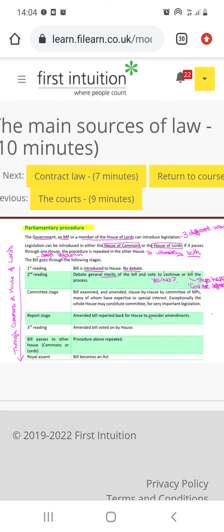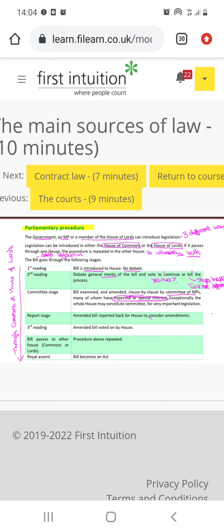If they vote yes, then we go to the committee stage. This is where they open the bill, they read the detail clause by clause and line by line. And this is by a committee of MPs. So, not the whole of Parliament, but various committees. And these committees will have various expertise or special interest. For example, it could be the Education Committee. For very important legislation, in an exception, the whole House may constitute the committee.